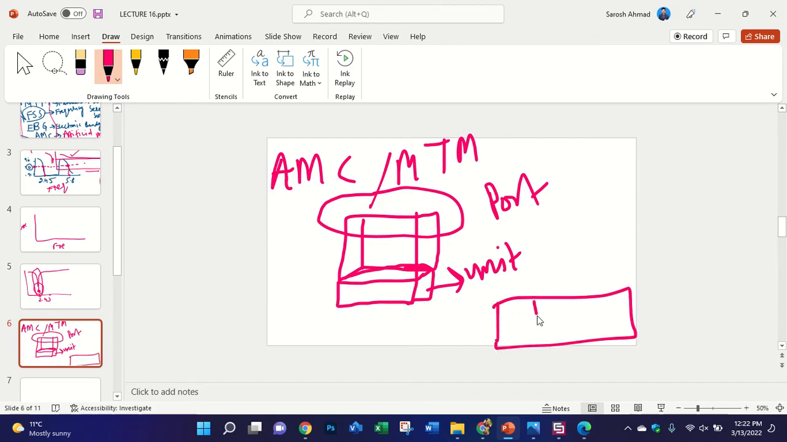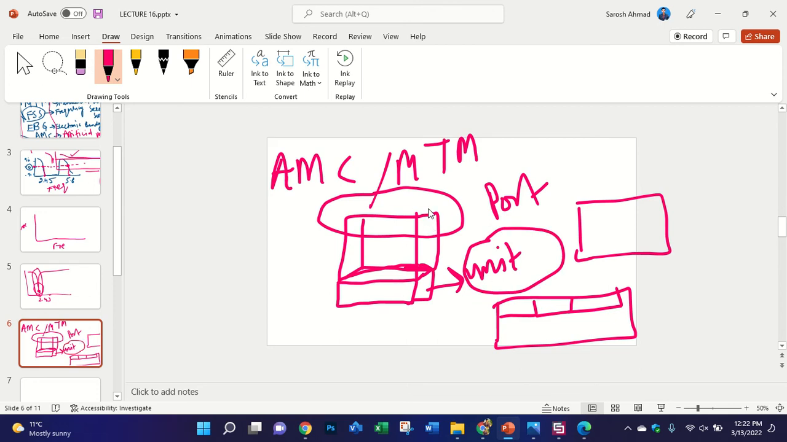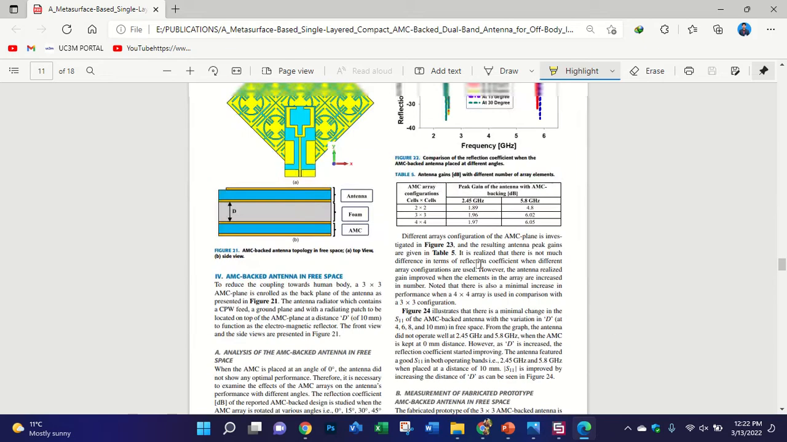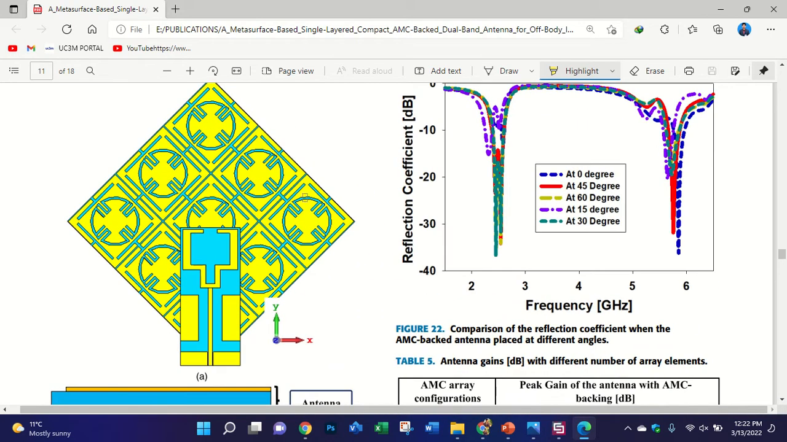of unit cells, like there are so many, you copy paste, I mean a 2x2 array or 4x4 array. So in the case of the AMC and metamaterial, you have a port in front of the unit cell, because you are placing the antenna in front of the metamaterial. Like this one. This is your metamaterial, and this one is your antenna in front of the metamaterial.